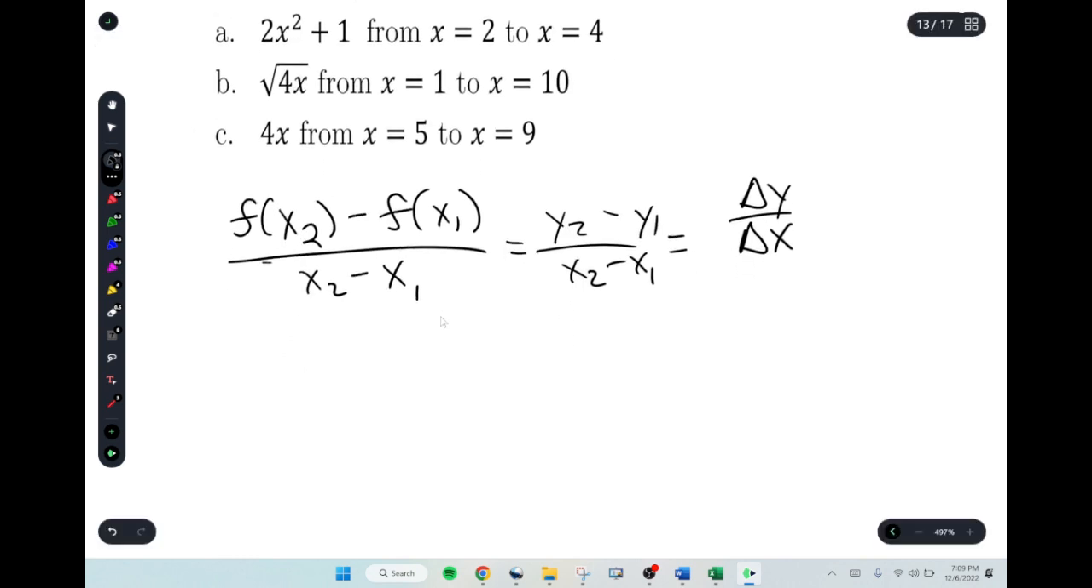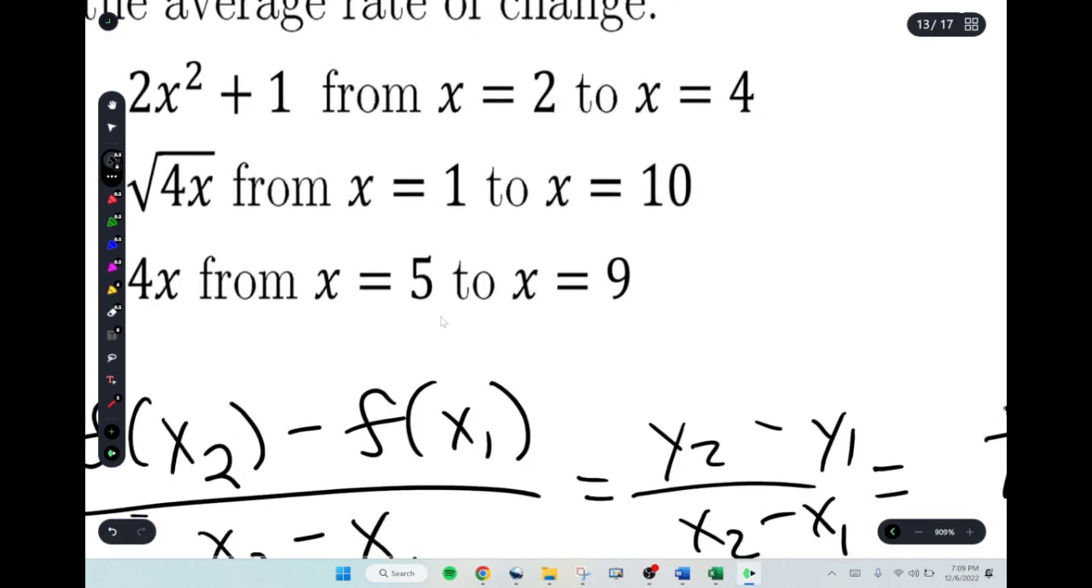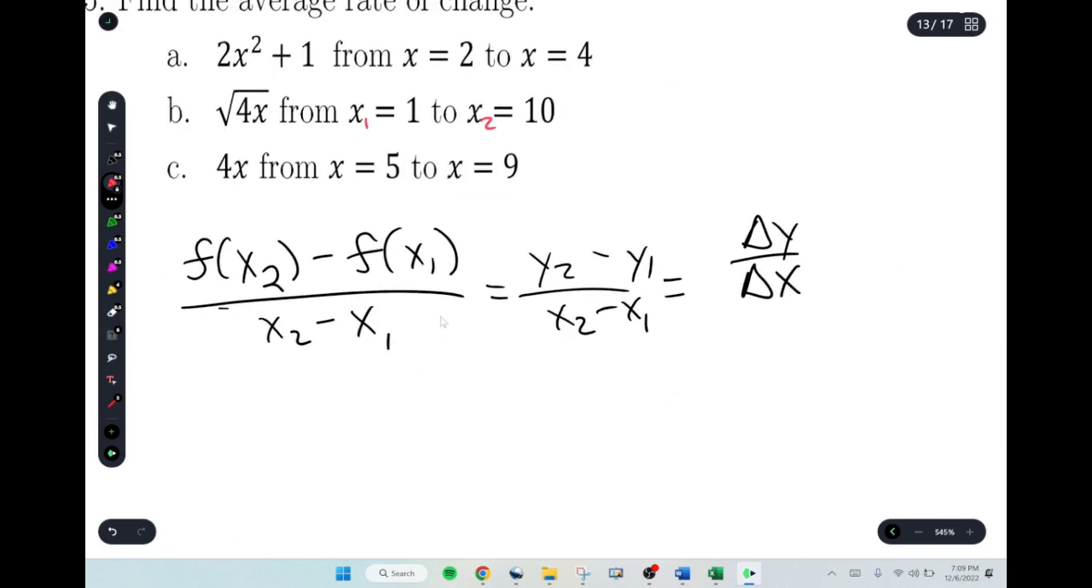Well, the bottom's the easy part. Oh, wait, they don't say x2 and x1, so we got to pick it. Let's just go in order. So we've got x1 equals 1, x2 equals 10. Oh, this is kind of silly of them. Hoping they give us nice numbers. They should have given us like 4. 4 would have been nice.